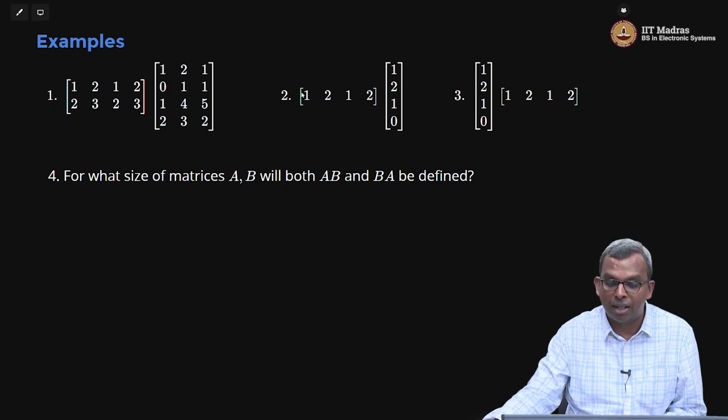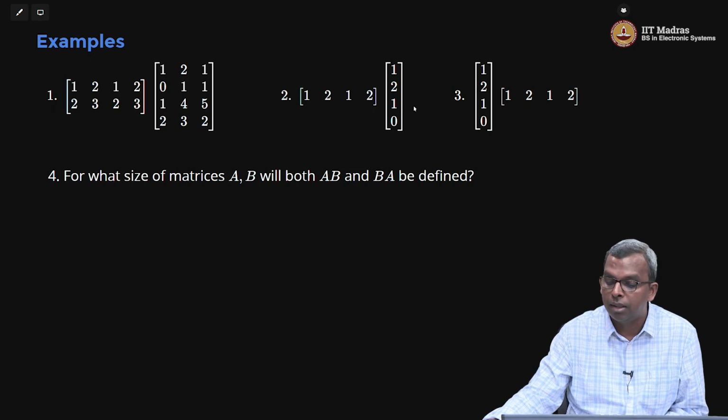This will just be a scalar, just a dot product of these two, 1 plus 4 plus 1 plus 0. So you will get 6 as the answer here. This one is a 4 by 4 matrix.